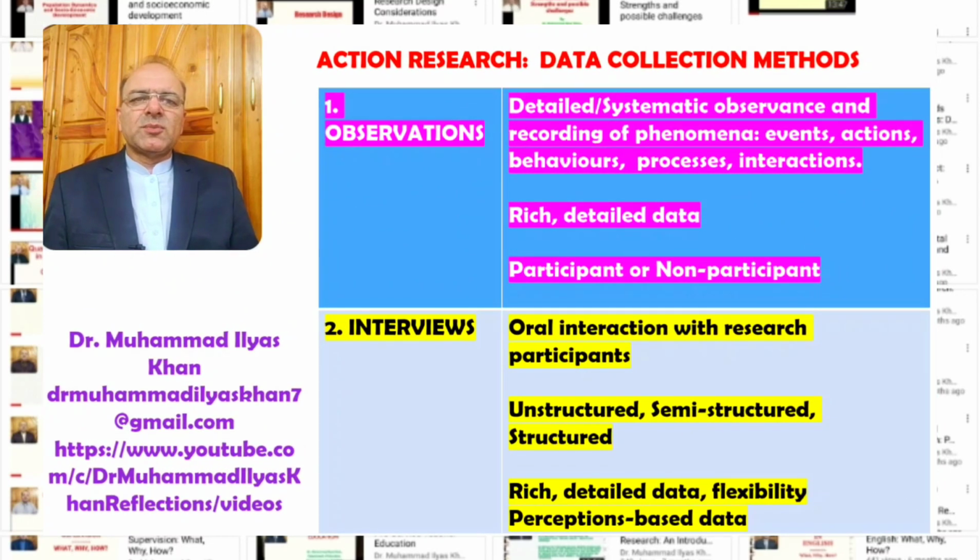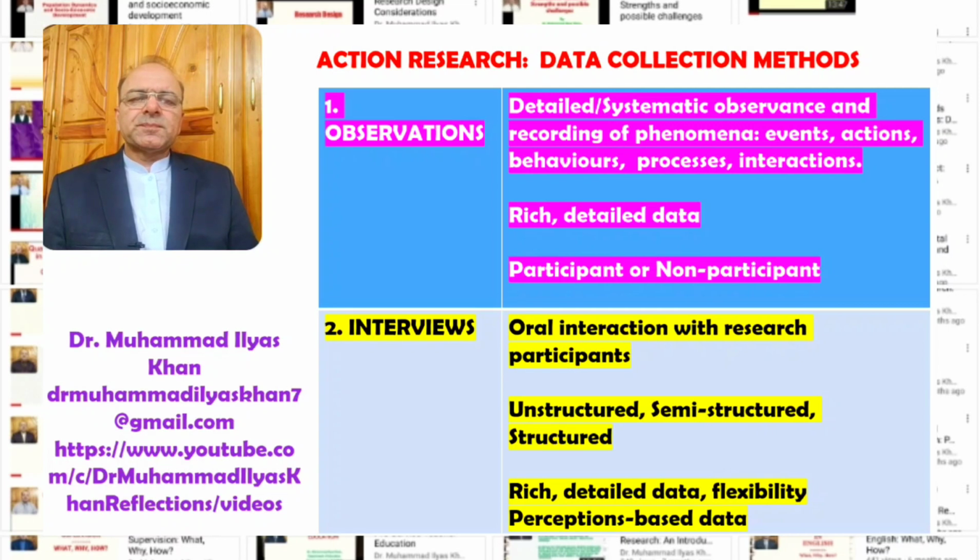The first one is observation. Observation is one of the most important and you can say primary data collection methods in action research, and generally observation is based on detailed and systematic observance or recording of the phenomena, and so close observation of events or actions and behaviors, processes and interactions.